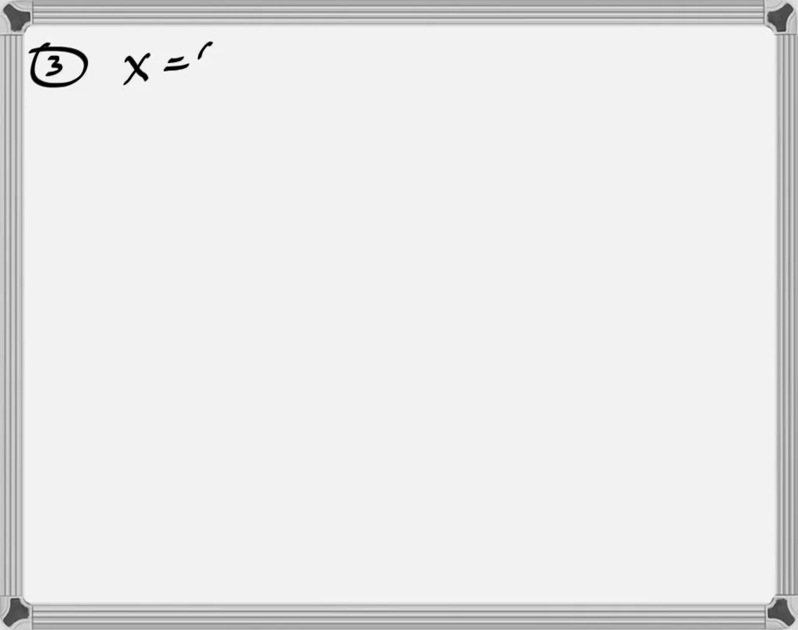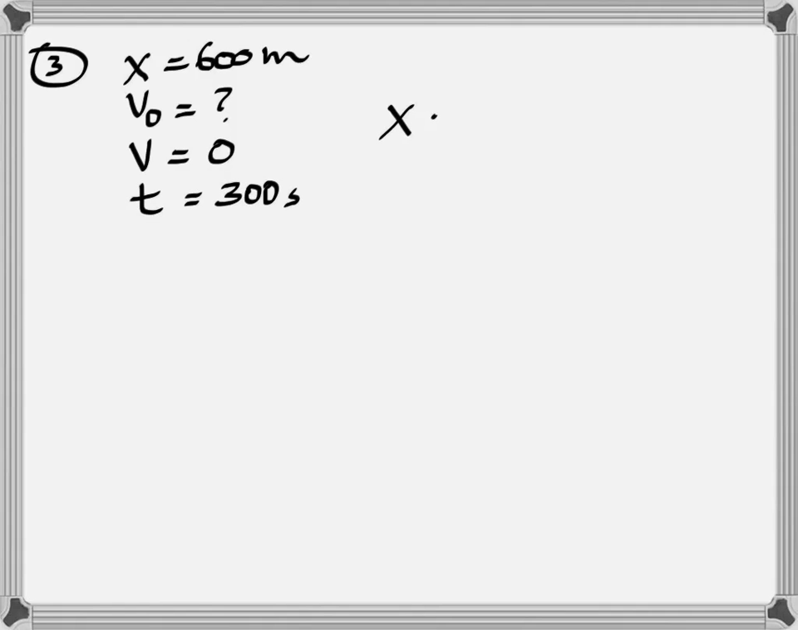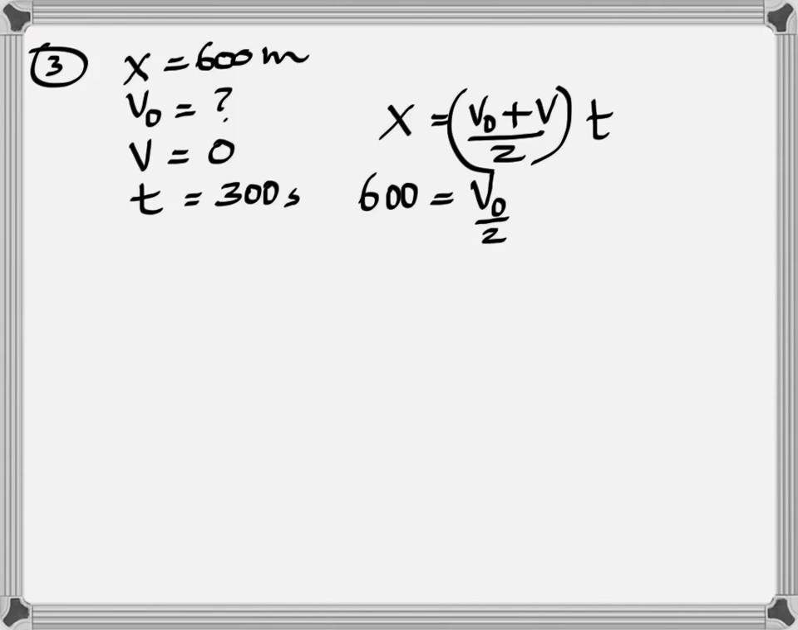Question 3, the helicopter descends 600 meters. The final velocity is 0. You got to find the acceleration and the initial velocity. Once again, use the equation. Displacement is average velocity multiplied by time. To calculate the initial velocity as 4 meters per second.